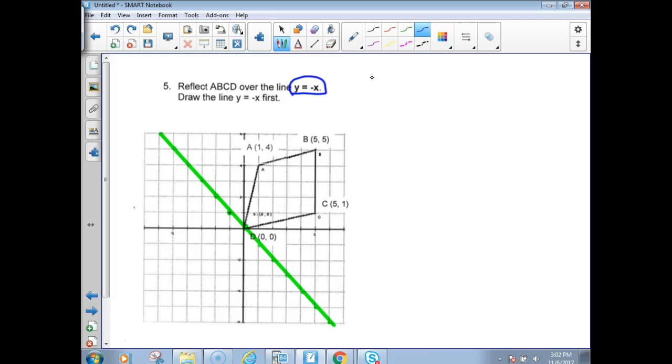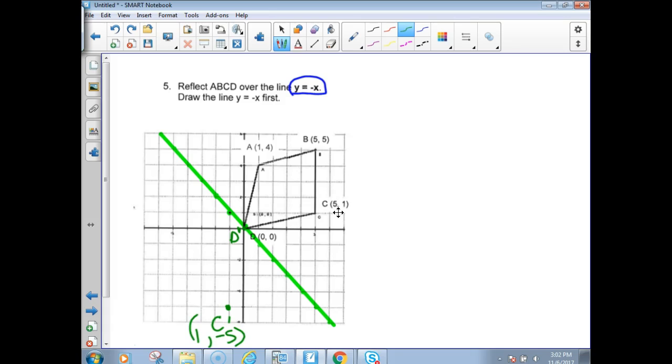All right, so now to reflect it, I'm going to have to go by those diagonals, okay? So if I look at where D is located, it's at the same place. So D prime is at D because it's right on the line. But when we do C, we're going to have to go 1 diagonal, 2 diagonals, 3 diagonals to get to the line. And then we can go 1, 2, 3 to the other side. This is where C prime goes. It's at 1, negative 5.